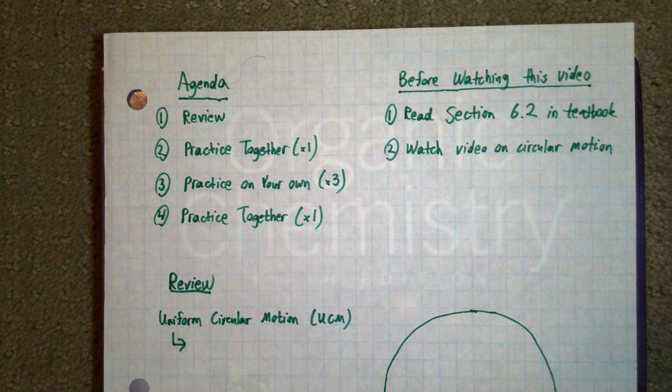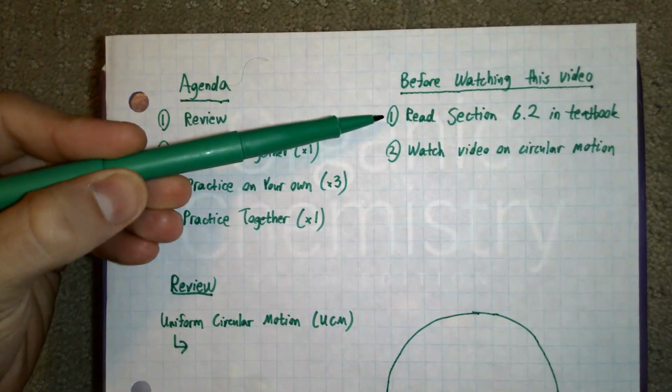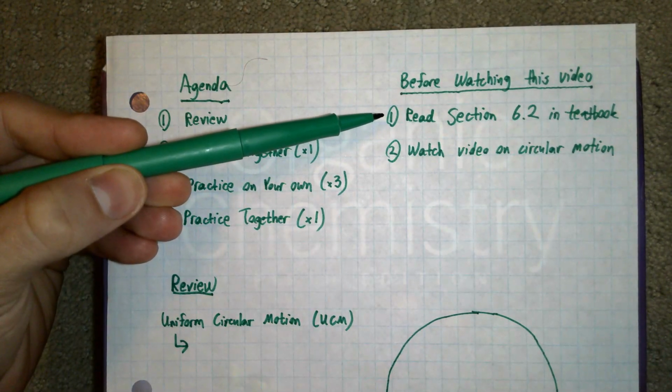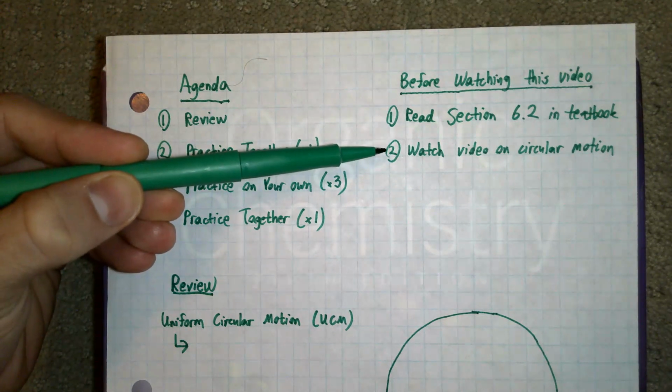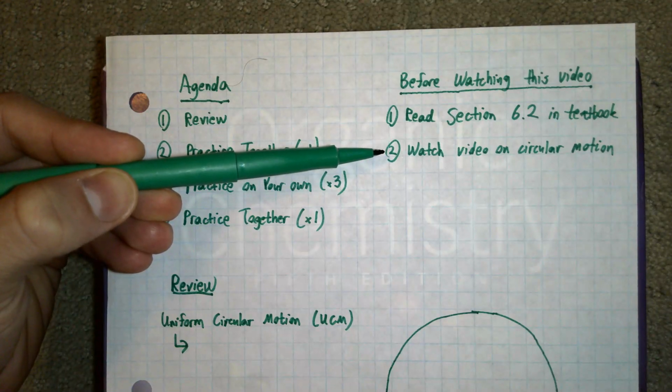Now, before continuing to watch the rest of this video, in order to ensure that you understand circular motion, you have all the instructional tools that you can use to understand the material. I encourage you to read, or at least skim through, section 6.2 in the textbook and watch the video that I posted on circular motion that I found from YouTube that I believe will be helpful for this discussion.